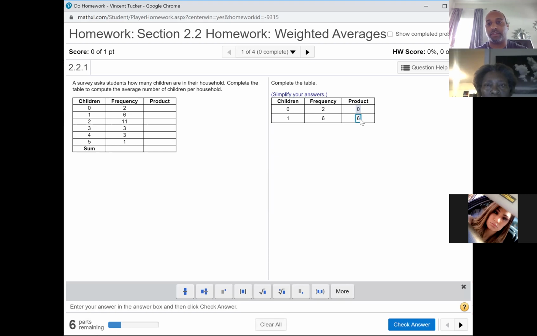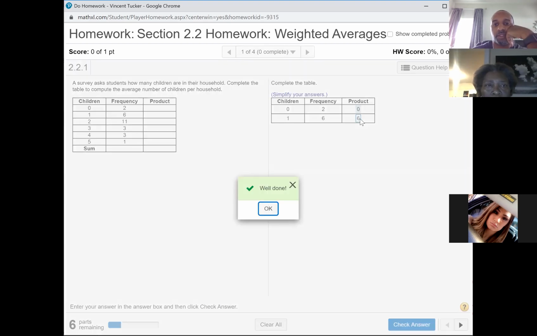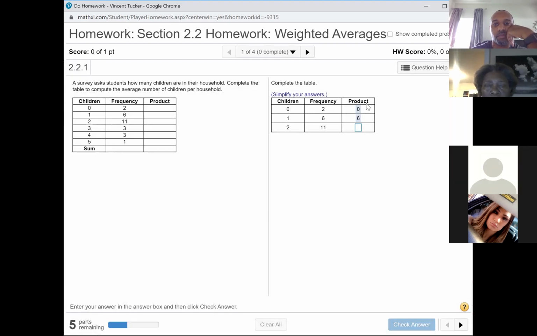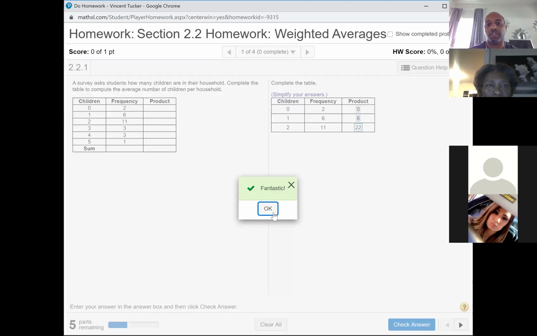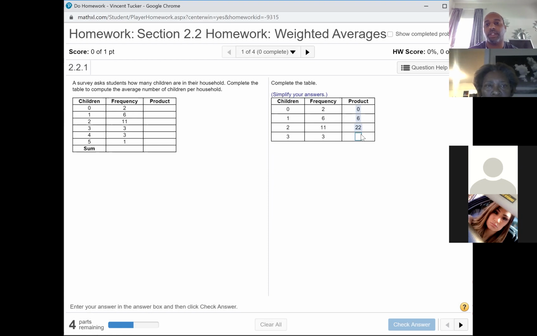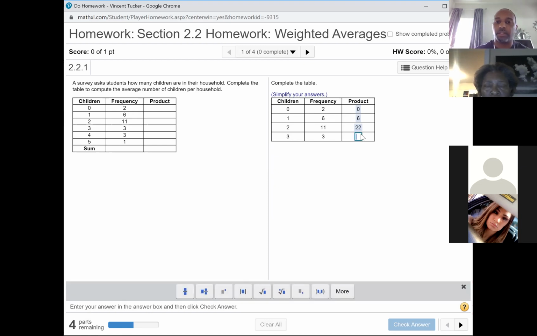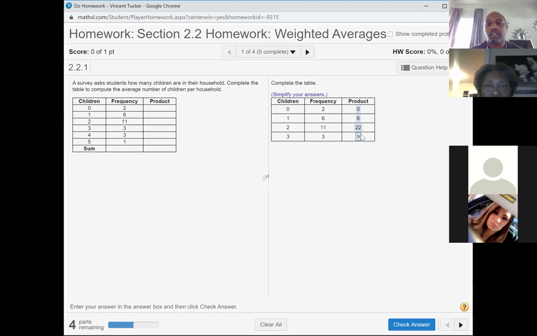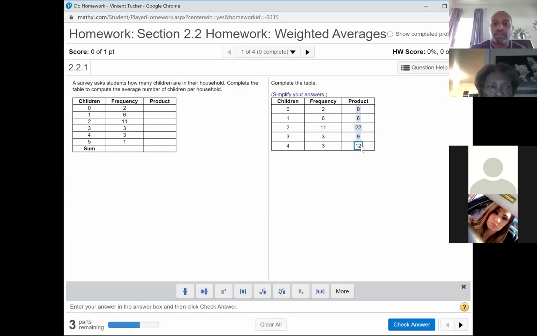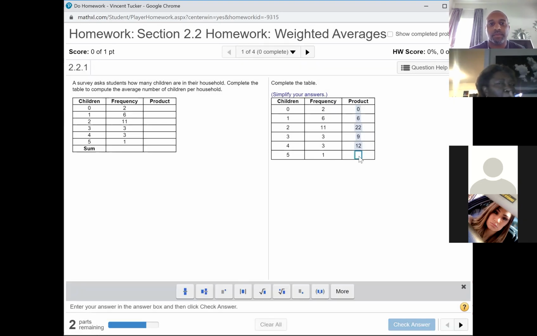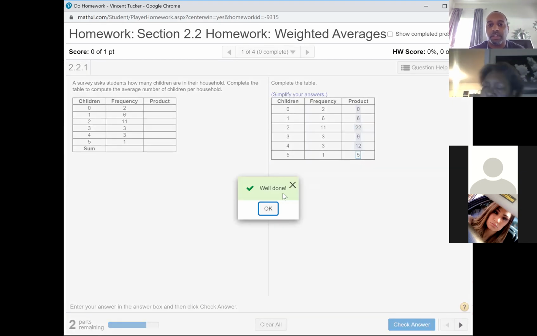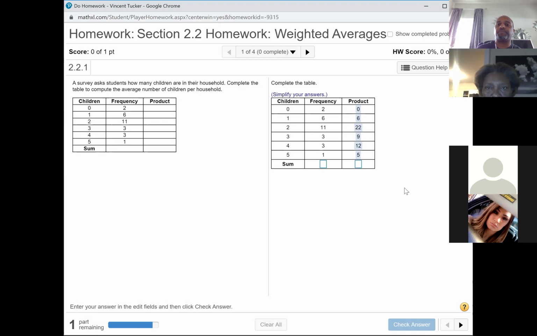6 times 1, 6. 2 times 11, 22. And they should be walking us through the process in this first one. That's going to be 12. This will be 5. And we should have more, right.